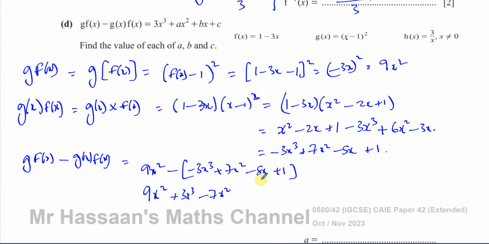We're going to have plus 5x, sorry, I can't read my own writing, that's a 5 here, so plus 5x and minus 1. So we'll just rearrange this to be 3x cubed plus 2x squared, from 9x squared minus 7x squared, plus 5x minus 1.